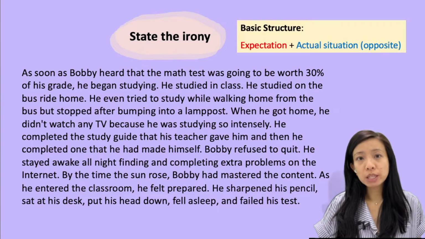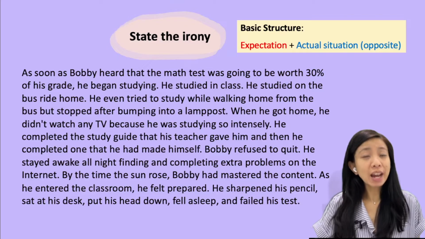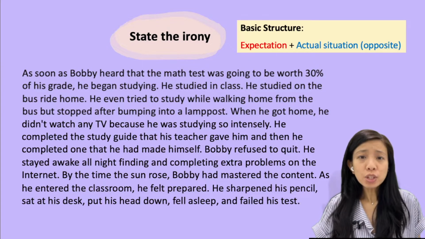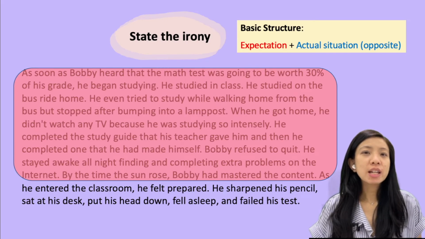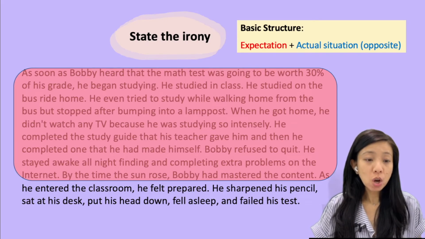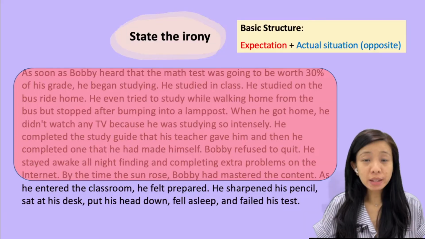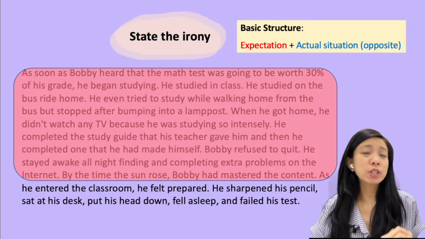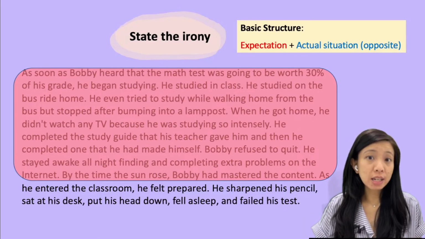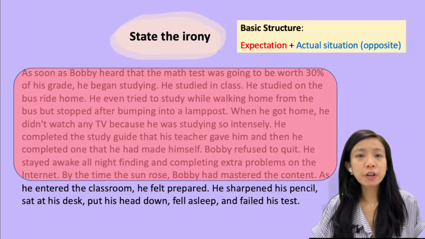We need to give the expectation first, and then we state the actual opposite situation. Let's try to identify that in this paragraph. So I would say the expectation is in the first part of the paragraph because he heard that there was going to be a math test. It's going to be worth 30% of his grade. So he ended up studying, and he really studied very intensely for it.